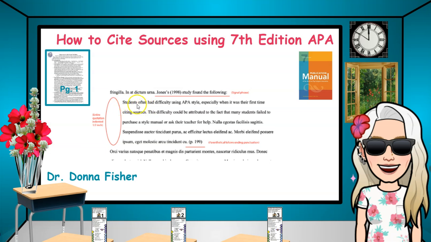Notice there's no additional indentation, and here the period ends inside, before the parentheses of the page number. When you're putting in a blocked quote, remember you don't do any additional indentation.